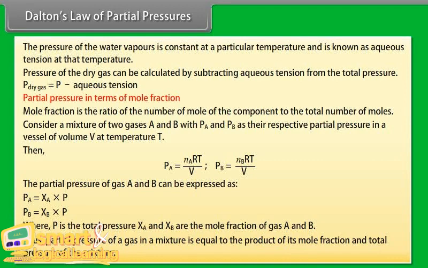Thus, the partial pressure of a gas in a mixture is equal to the product of its mole fraction and the total pressure of the mixture.